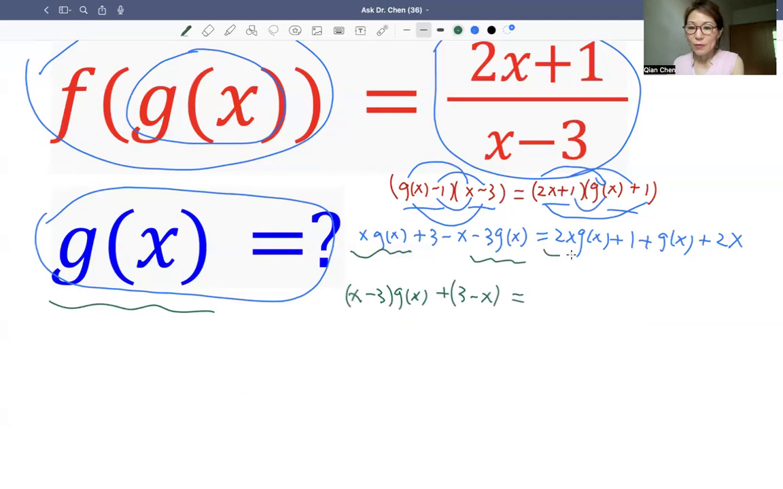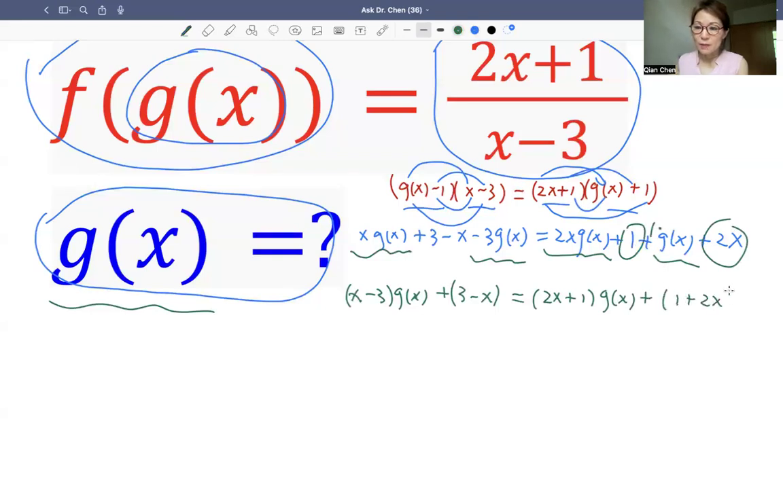On the right-hand side, we have 2x g of x, then g of x. So same thing, we factor out g of x, we have 2x plus 1 times g of x, right? Because this is 1 multiplied by g of x. So once we factor out g of x, we still have 1. So we have 2x plus 1 times g of x. Then the other two terms is 1 plus 2x. So plus 1 plus 2x.